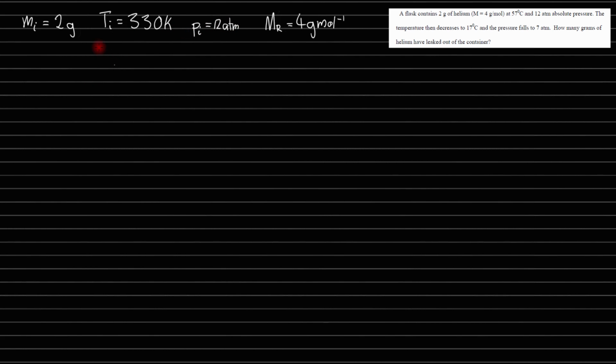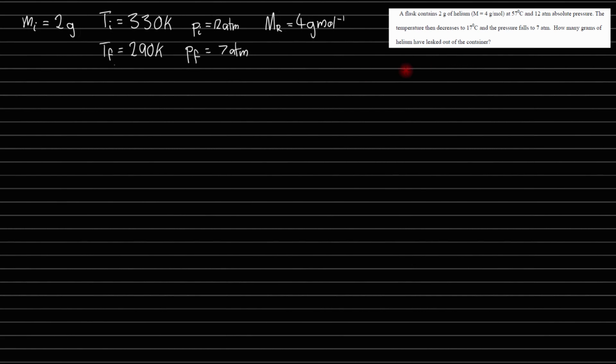We then have a final temperature, T sub F, to equal 17 degrees Celsius. Well, 17 degrees Celsius as an absolute temperature in Kelvin, we would add 273, so that would be 290 Kelvin. And then we also have a pressure final equaling 7 atmospheres.